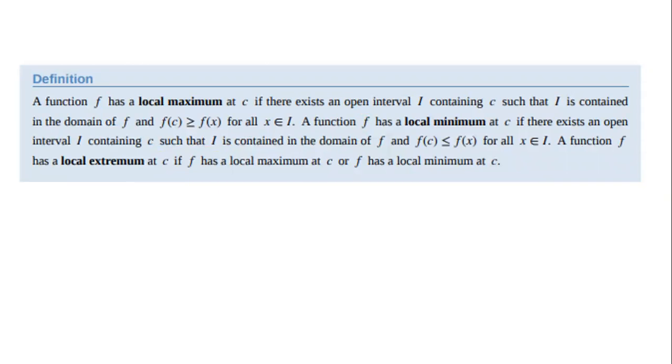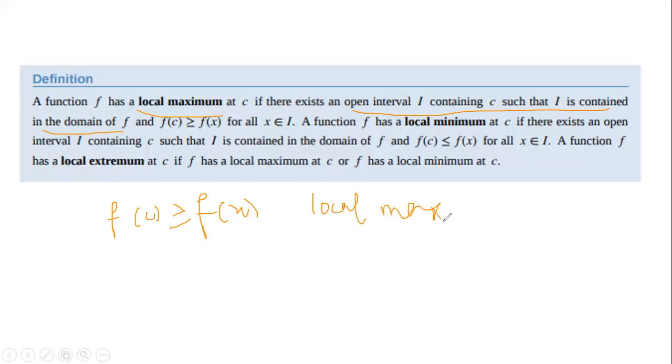Again, local maximum and local minimum. What is a local maximum and local minimum? A function f has a local maximum at c if there exists an open interval I containing c such that I is contained in the domain, and f of c is greater than or equal to f of x. Likewise, if f of c is less than or equal to the function value, it is a local minimum.